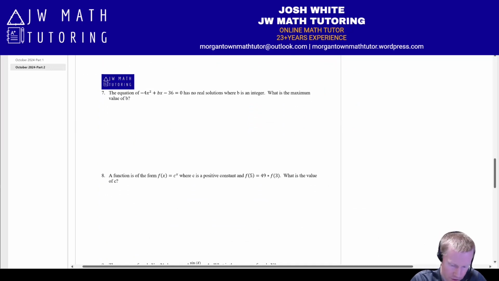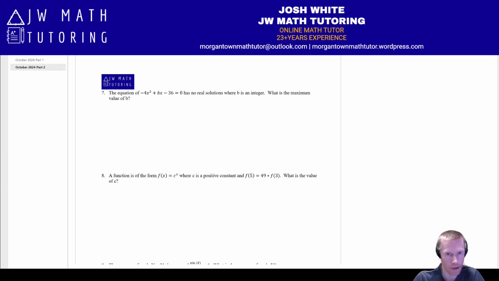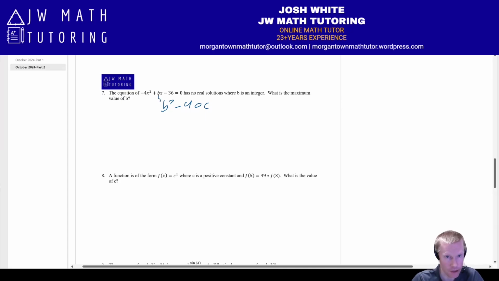All right, next up, question number 7. Here we have a quadratic equation that has no real solutions. B is an integer value, and they want to know the maximum value of it. The traditional way is to set up the discriminant from the quadratic formula, which is b squared minus 4ac. B is just b, so that part doesn't change. Minus 4 times negative 4 times negative 36. For it to have no real solutions, we need this to be less than 0, or negative. So we get b squared minus 576 is less than 0.